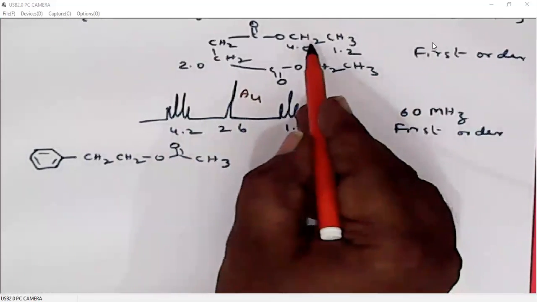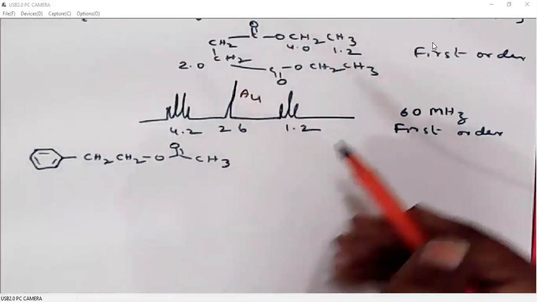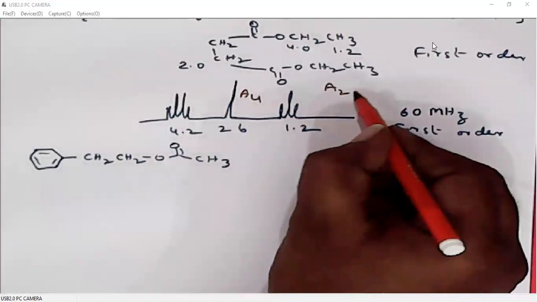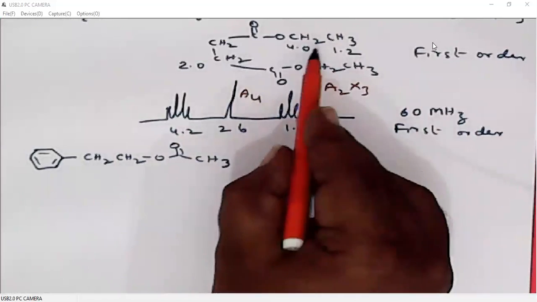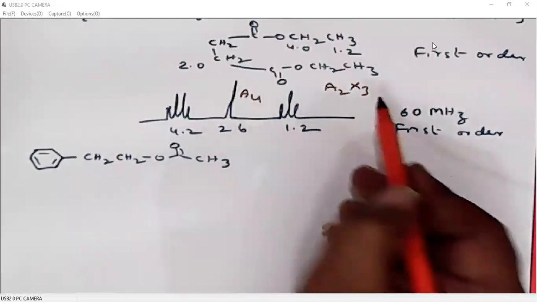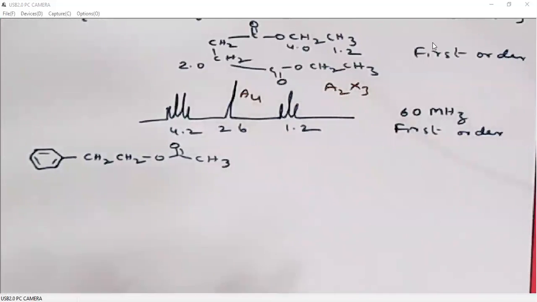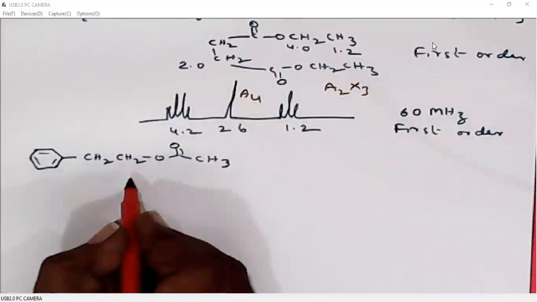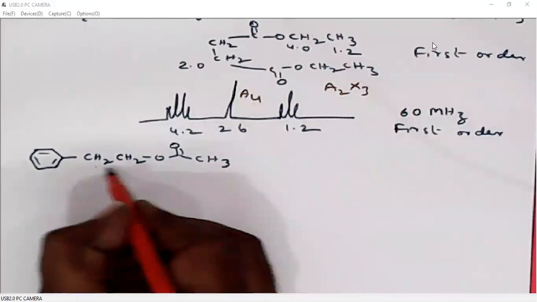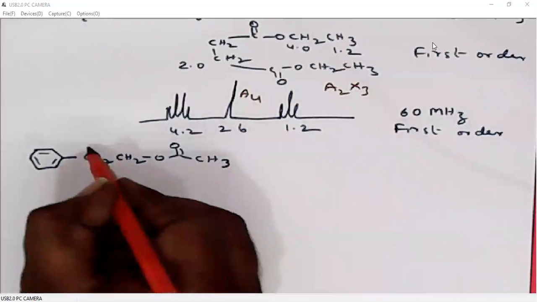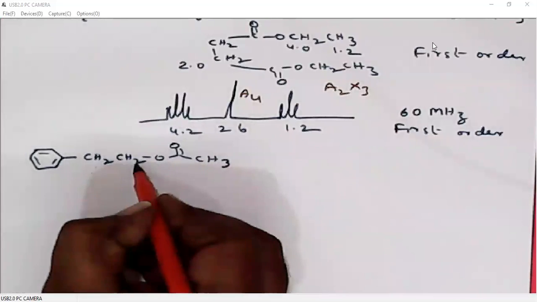But this is A2X3, because we have 2 protons on this carbon and 3 protons on this carbon. It is A2X3 type. Now look at this one. This is A2B2 or A2X2 type. Why? We have 2 protons here, 2 protons here.